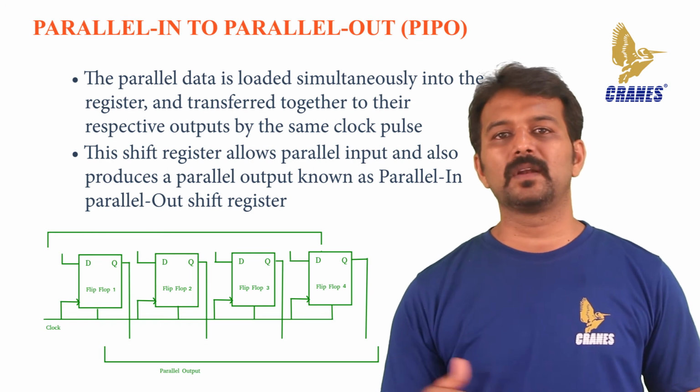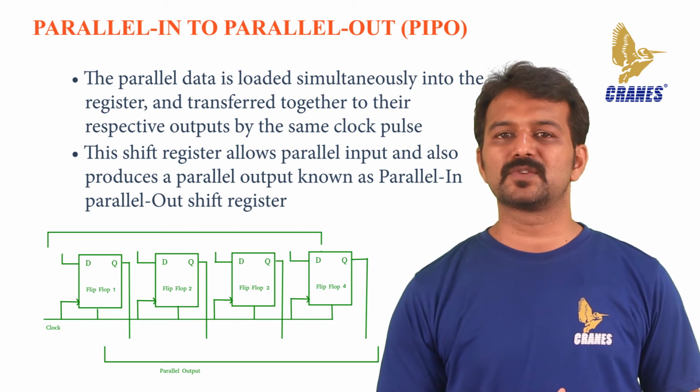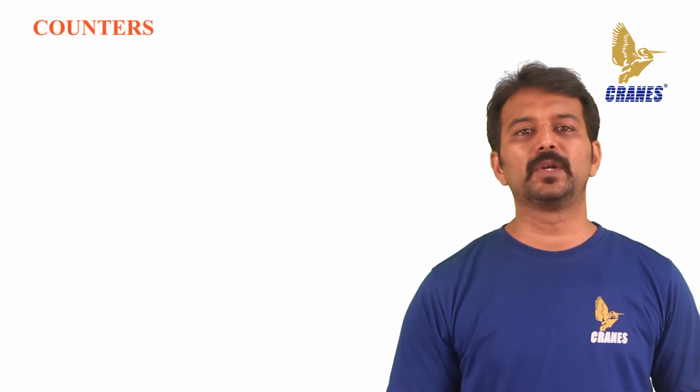A parallel in, parallel out shift register is used as a temporary storage device, and like the SISO shift register, it acts as a delay element. Next, we'll look into counters.